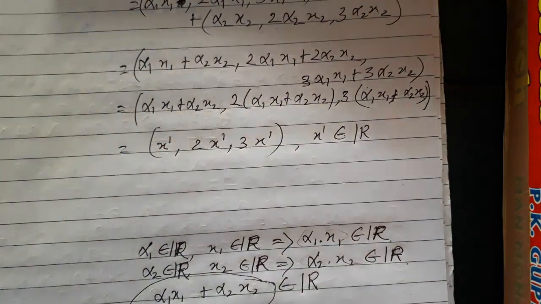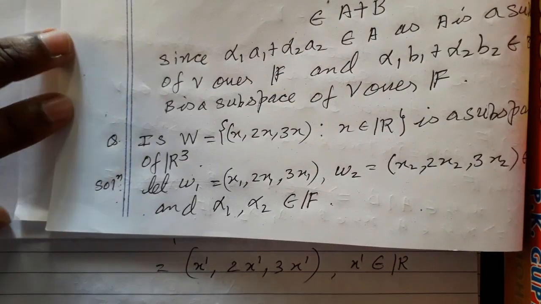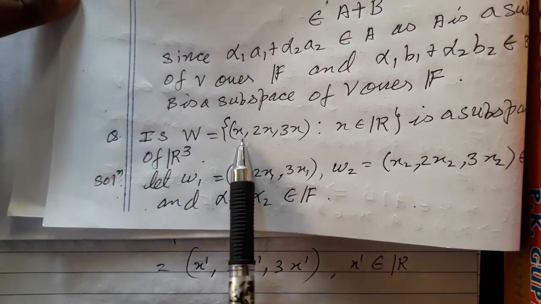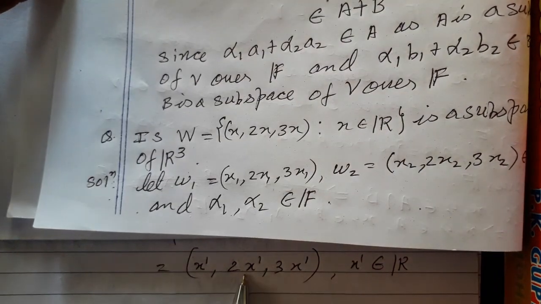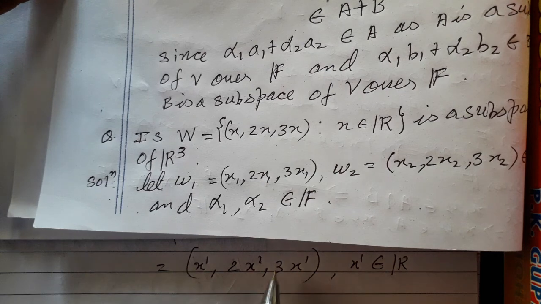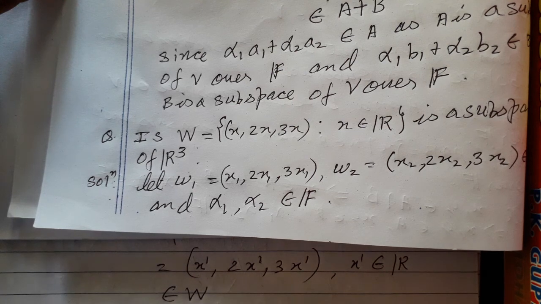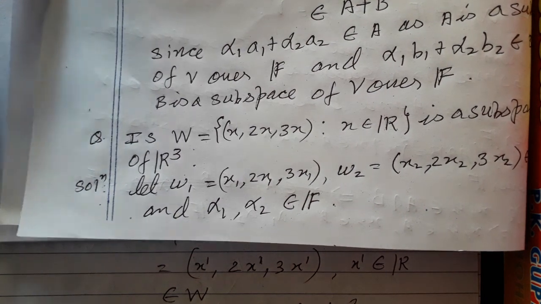Now, if we look at the elements of W, what do we have? x, 2x, 3x, where x belongs to the real numbers. Here also we got x dash, 2x dash, 3x dash, where x dash belongs to the real numbers. So it is of this form, which is nothing but an element of W. So this belongs to W. Since we have shown that the linear combination belongs to W, therefore W is a subspace of R3. Thank you.